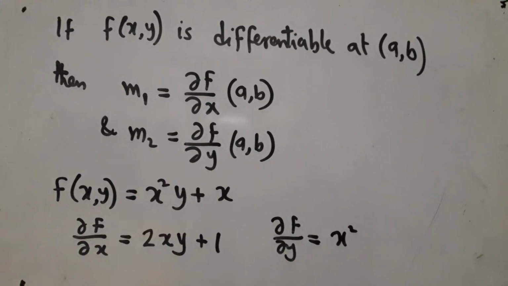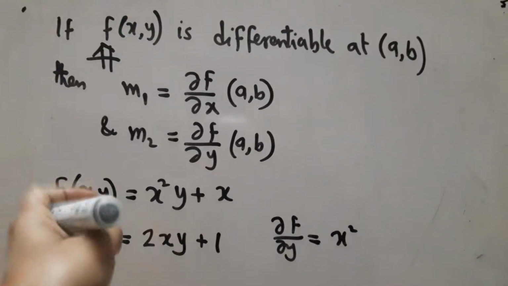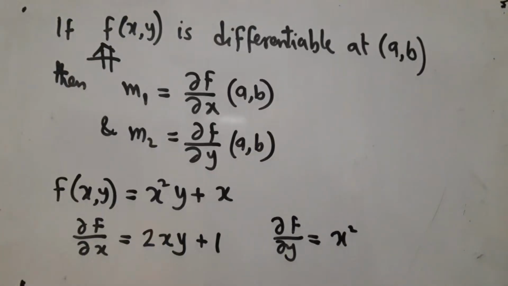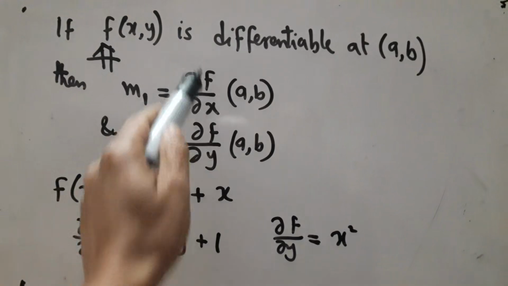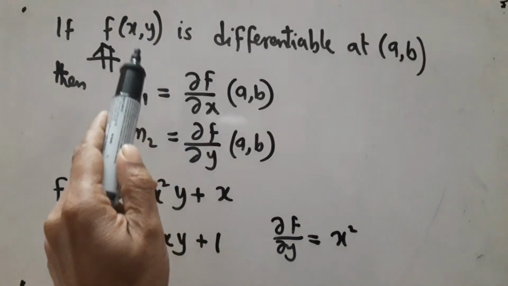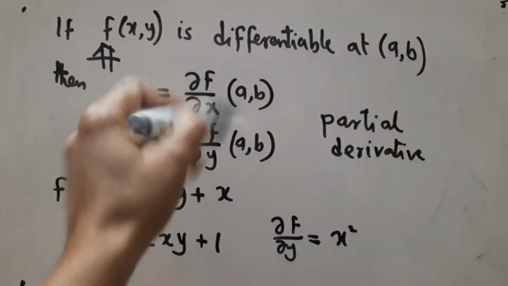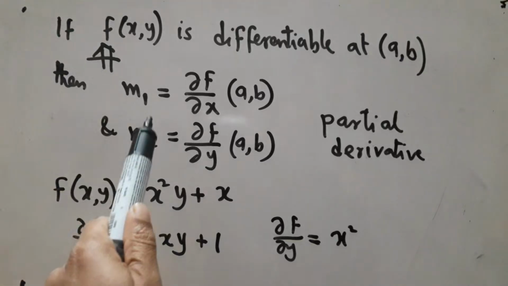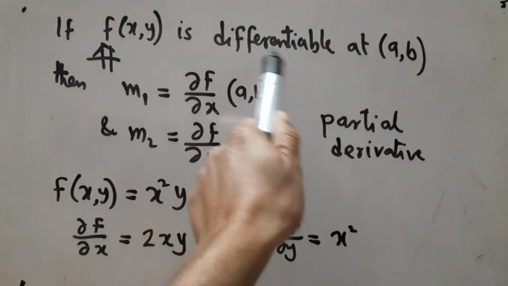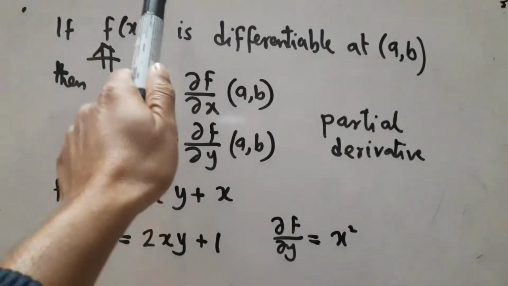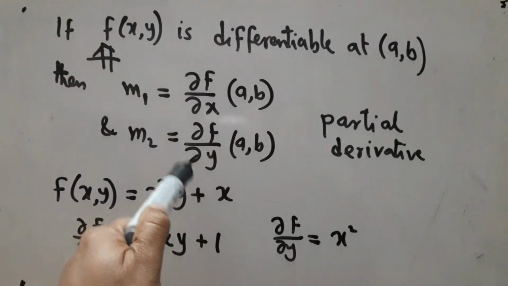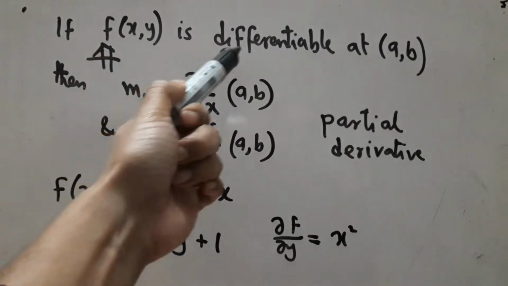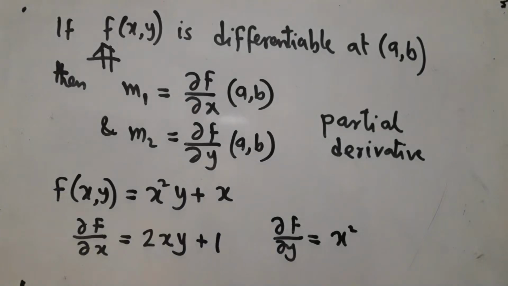Just a word of warning here: I said if this holds, then this holds. However, the converse does not hold. Even if these two partial derivatives exist, these are called partial derivatives, that does not imply that f(x,y) will be differentiable. If differentiable, then they must exist, but they may exist even if it is not differentiable.